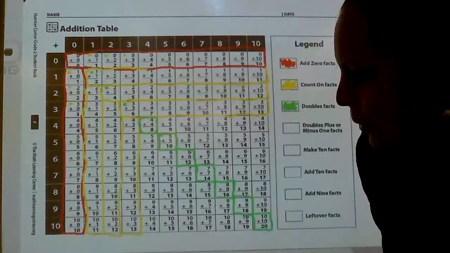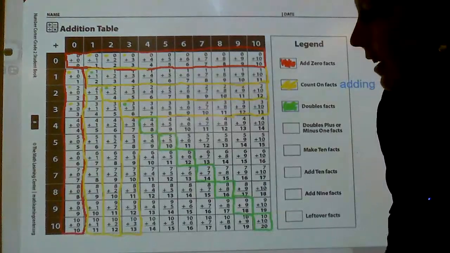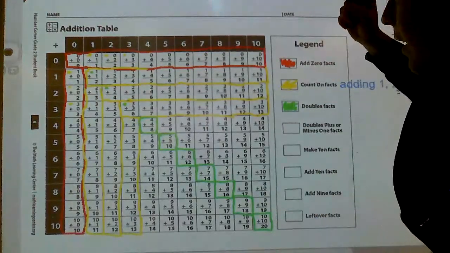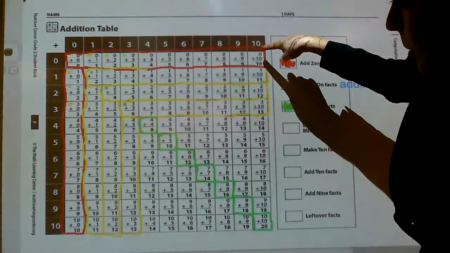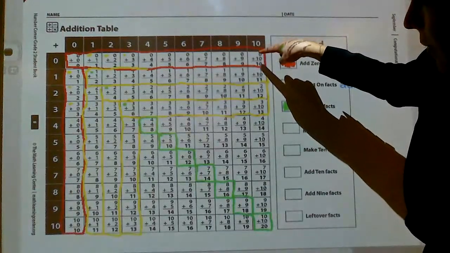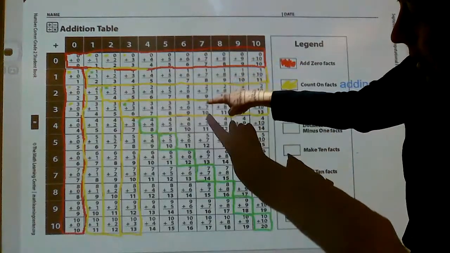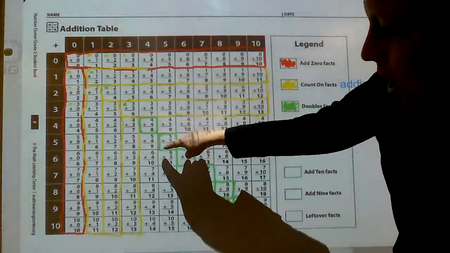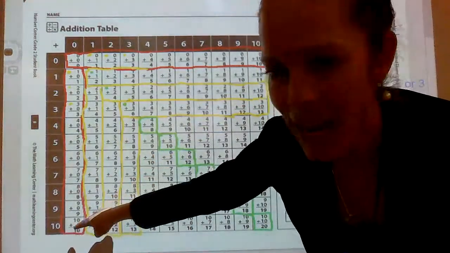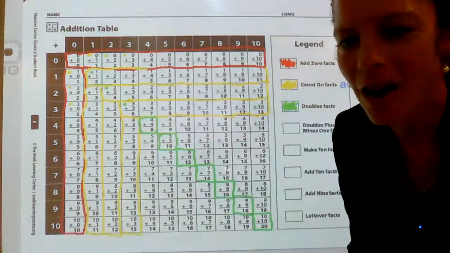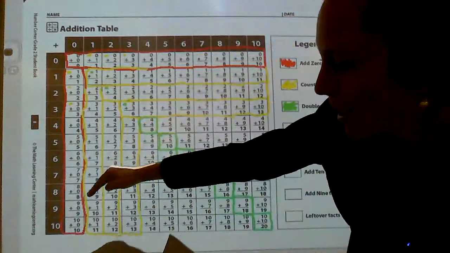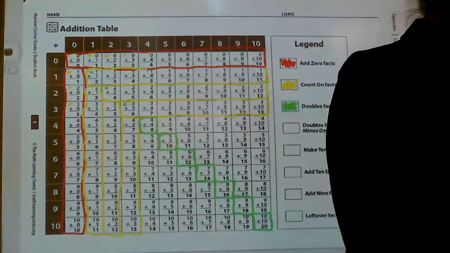Oh, I see another cool pattern that I don't have highlighted. If I go diagonal the other way, if I start up here, top right corner, 0 plus 10 equals 10. 1 plus 9 equals 10. 2 plus 8 equals 10. 3 plus 7 equals 10. Equals 10 goes all the way down diagonally to the bottom left-hand corner. That is so cool.